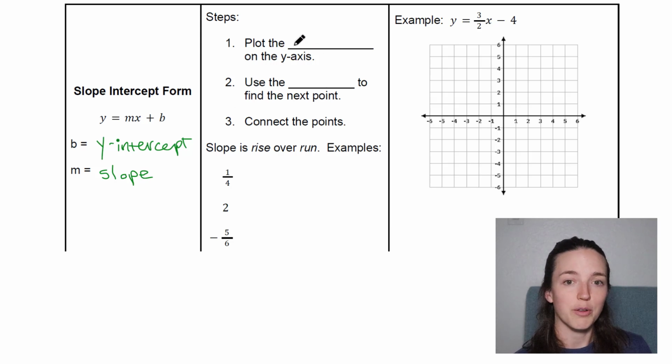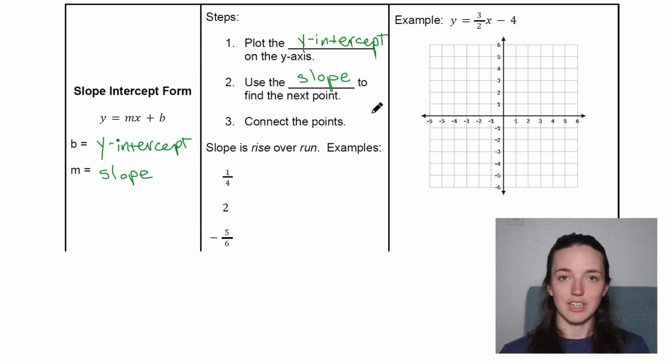First, you plot the y-intercept on the y-axis. Once you have that plotted, you use the slope to find the next point. And then once you have all those points, you just connect the dots to make a line.